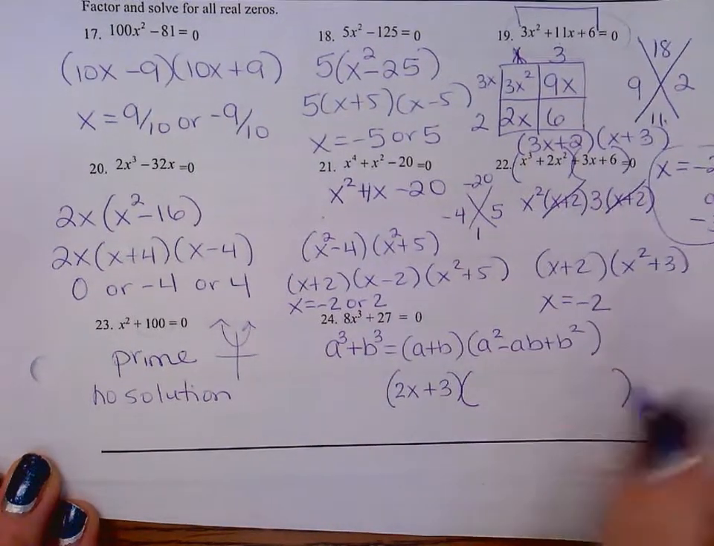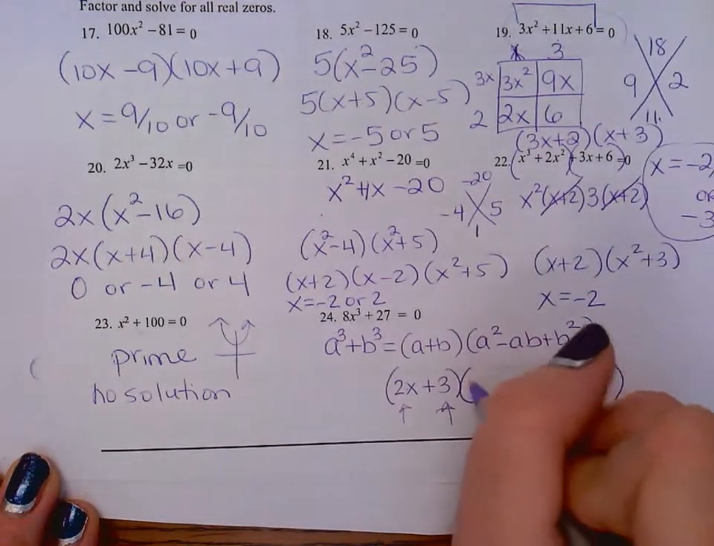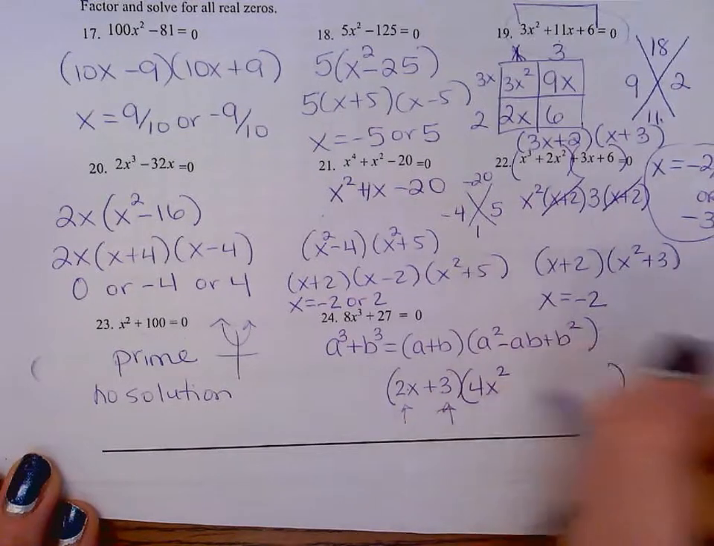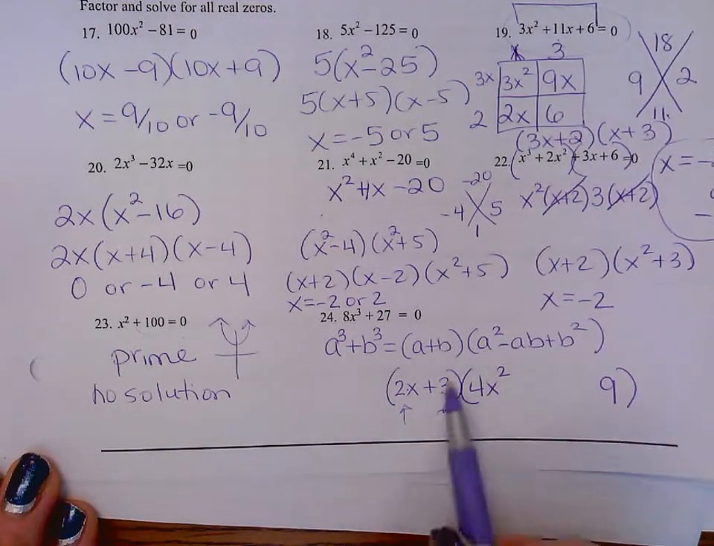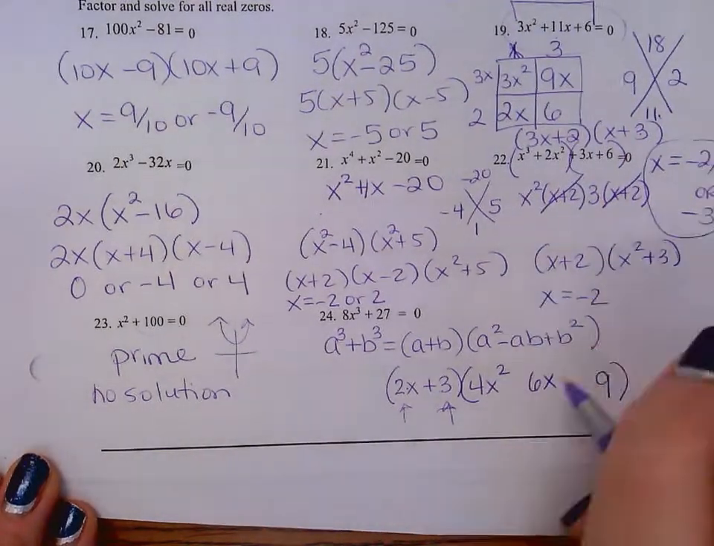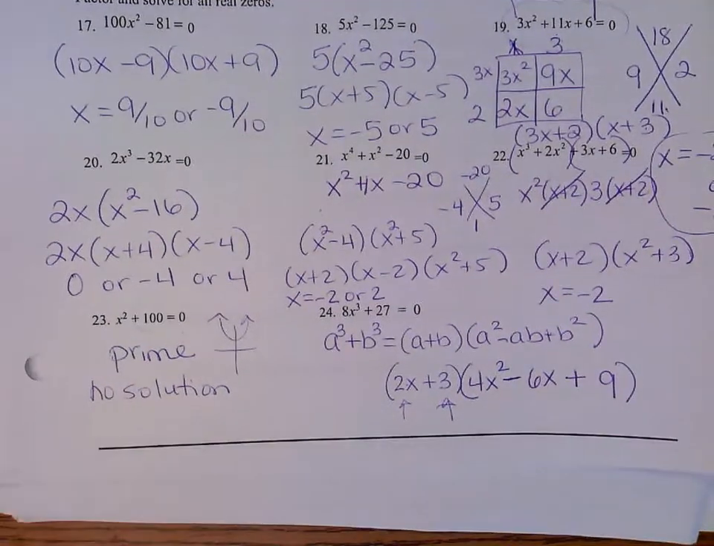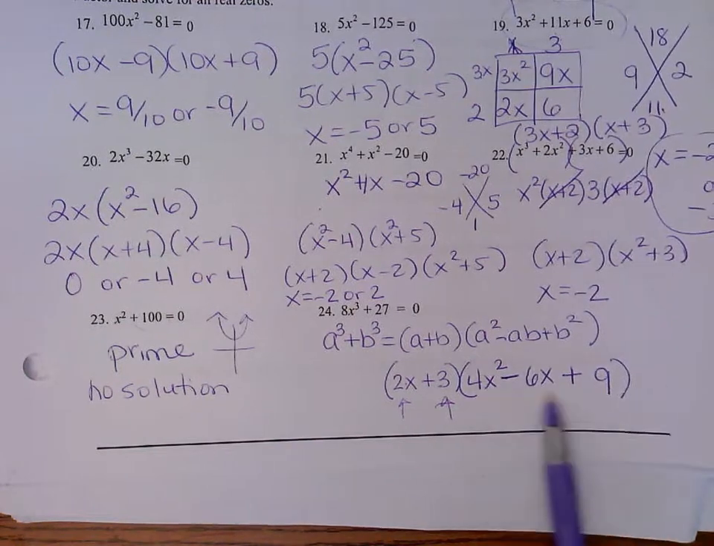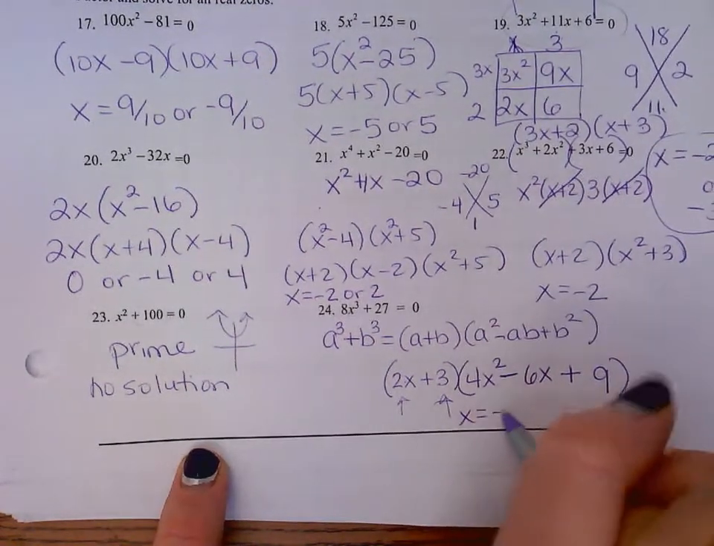Then I'm basically squaring these two terms. 2x times 2x is 4x squared. 3 times 3 is 9. To get that middle term, I multiply them together, and that is 6x. Change this to a minus sign, change this to a plus sign, and that is the fully factored answer. I would not have you solve this using the quadratic formula, but I do know that one of my x-intercepts is at -3/2.